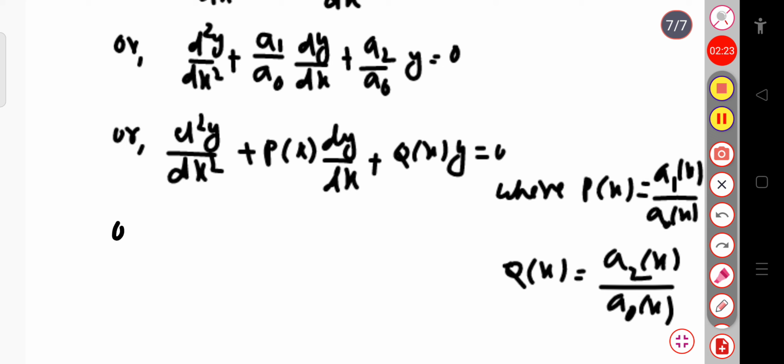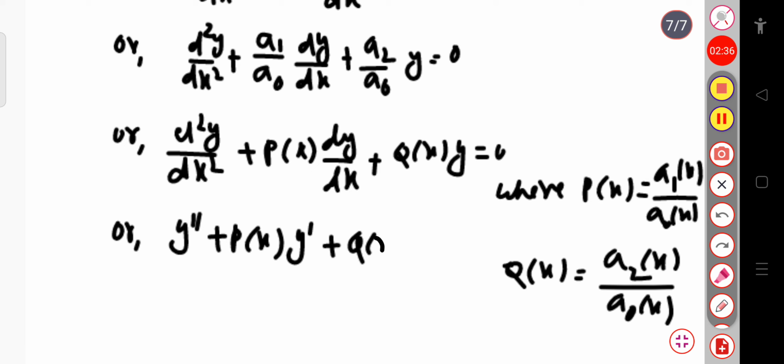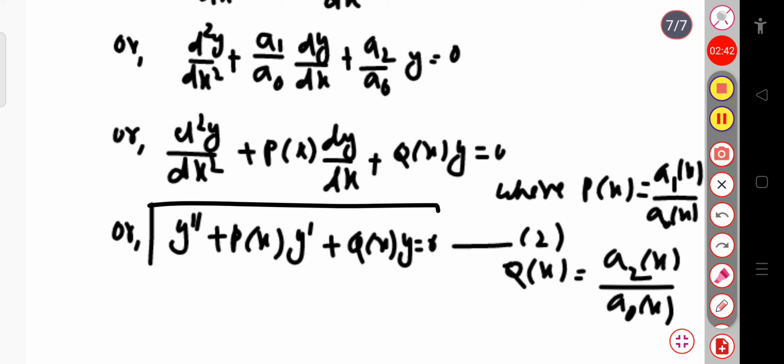Or simply, d²y/dx² can be written as y double prime, plus p(x) times dy/dx, written as y single prime, plus q(x) into y equal to 0. So the equation can be written like this. This is your equation number 2. This equation is important, just try to remember this. Any second order differential equation, you have to first write in this way.